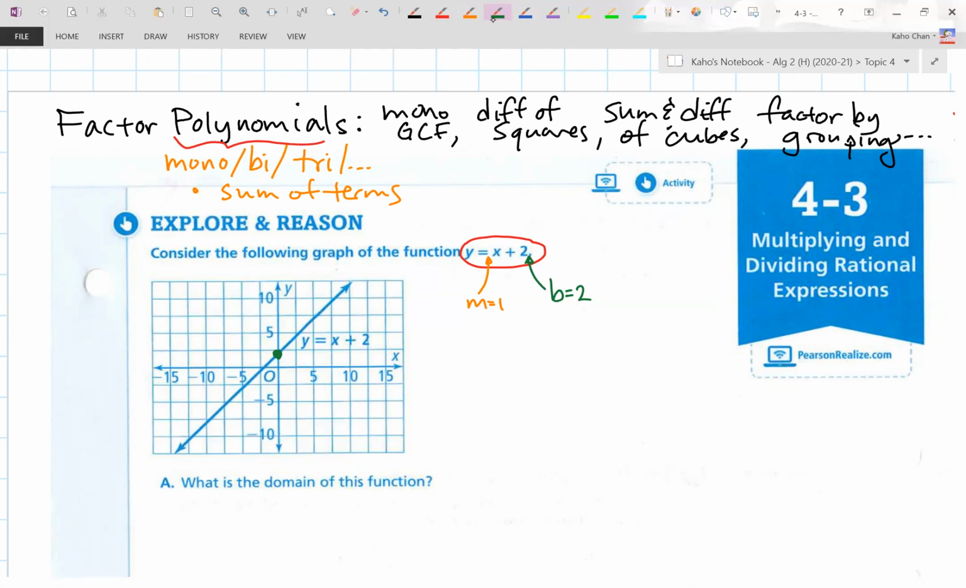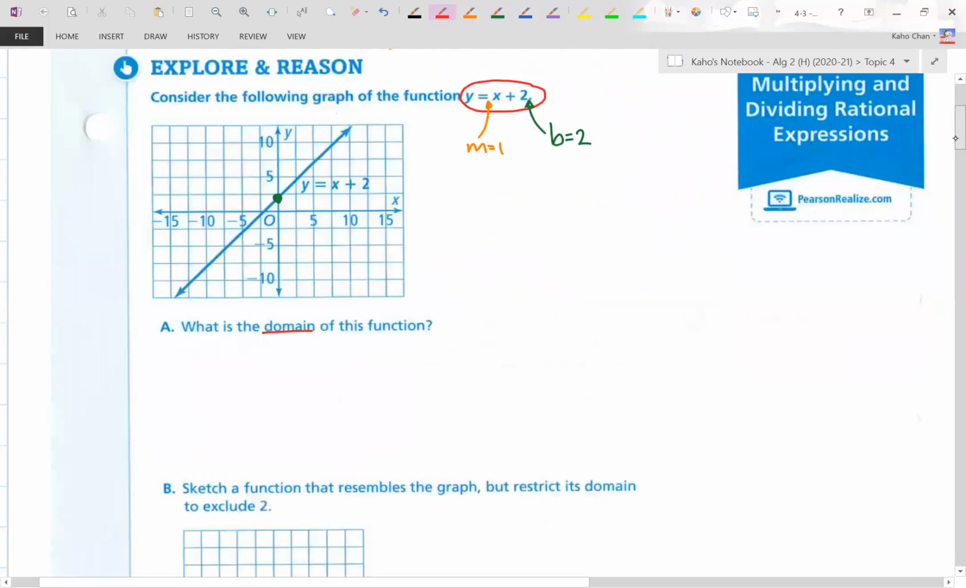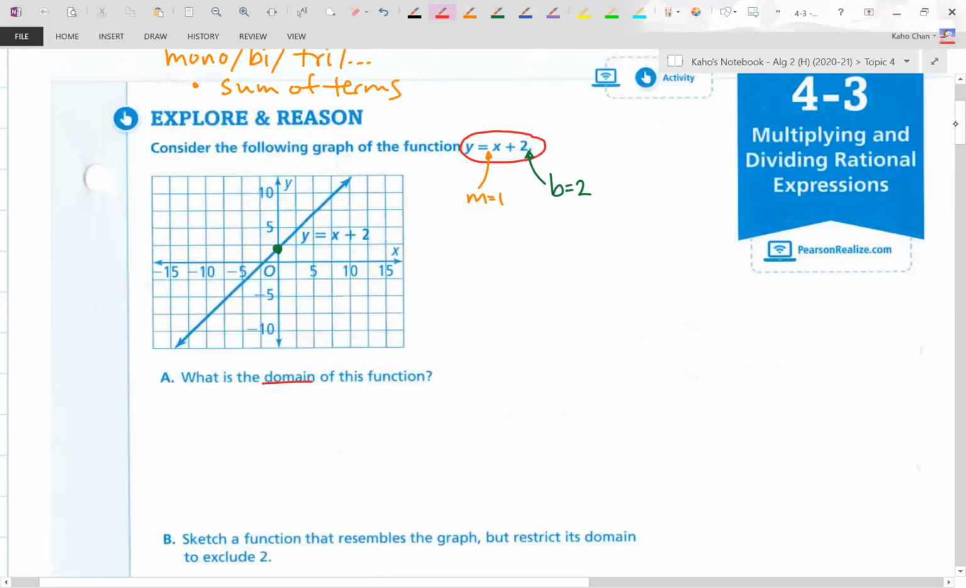Question. What is the domain of this function? Domain, of course, are the x values. And no matter what you pick for your x value, it will always work. Plug in 0, plug in 1, whatever. Every x value works. So in this case, no matter what you pick, it's all real numbers. Can be plugged into there. So the domain is all real numbers. That fancy little symbol.